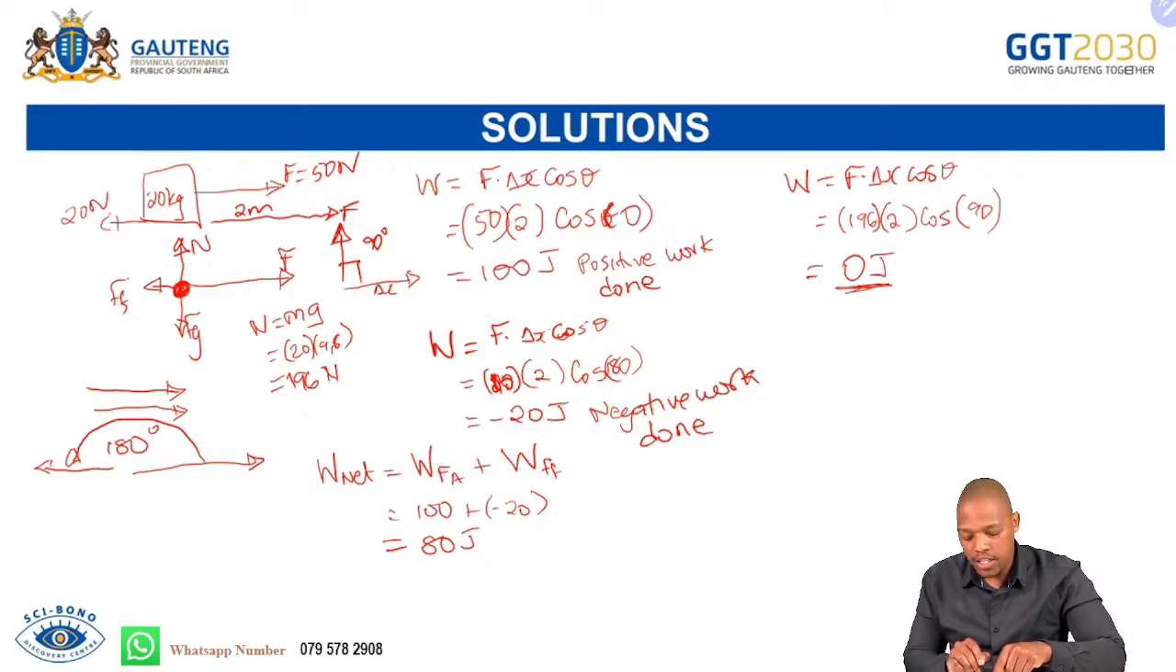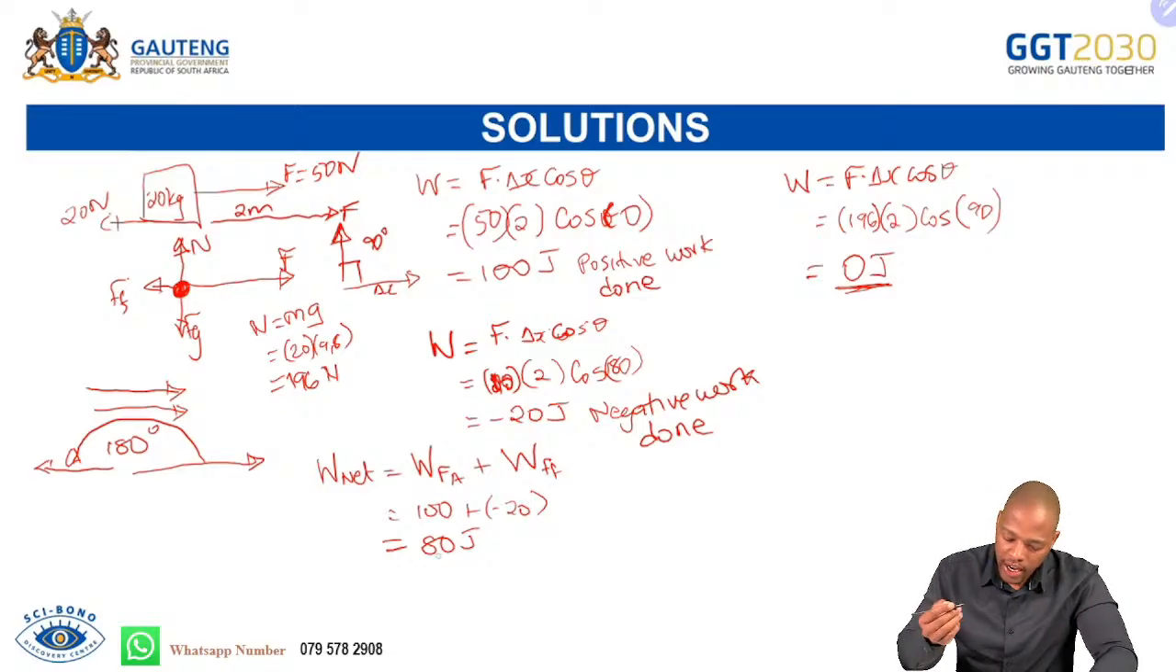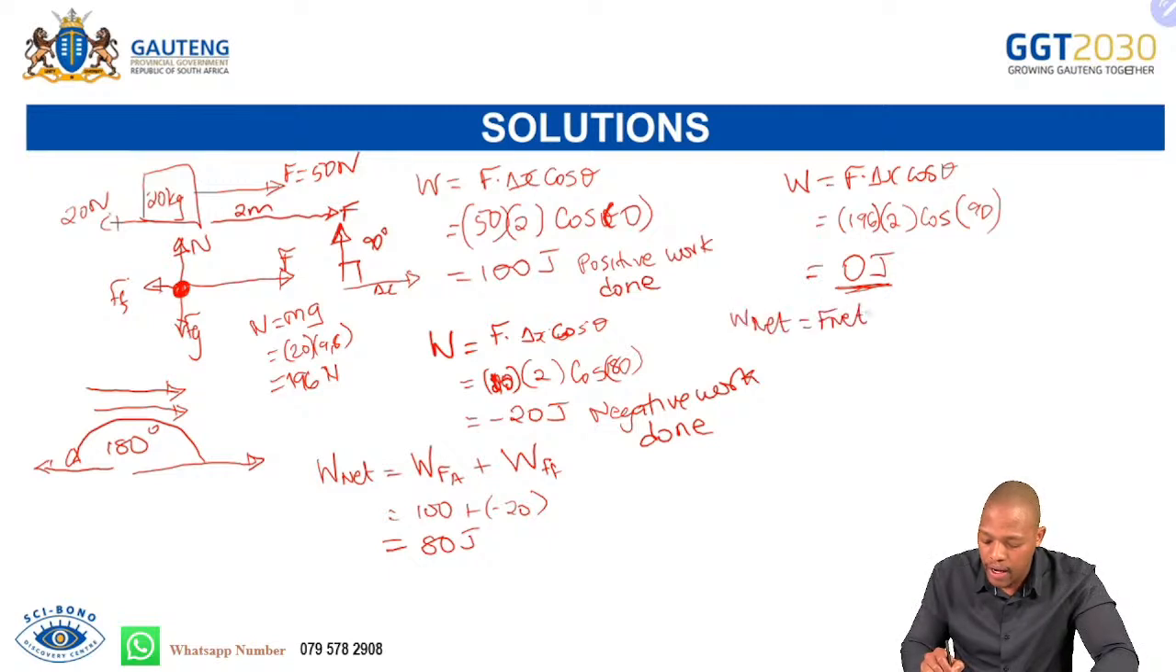And ultimately, we were left with what? 80 joules that did the work. So that's the work net done. There is another way of calculating work net there, grade 12, where you can say work net is equal to F net delta X cos of theta.